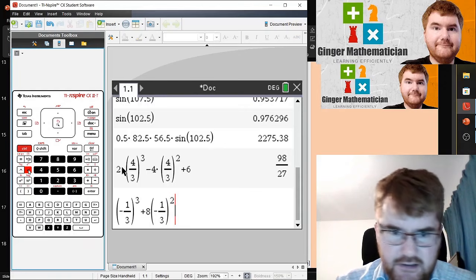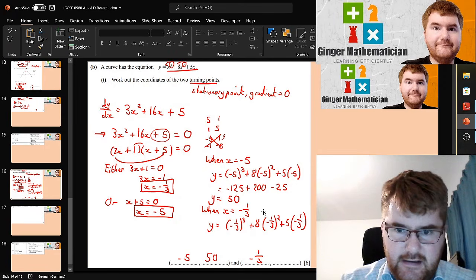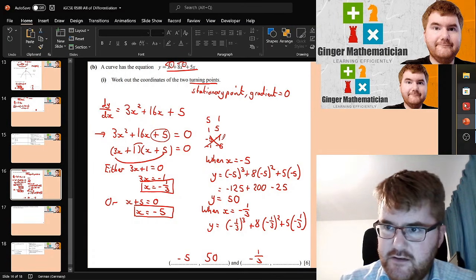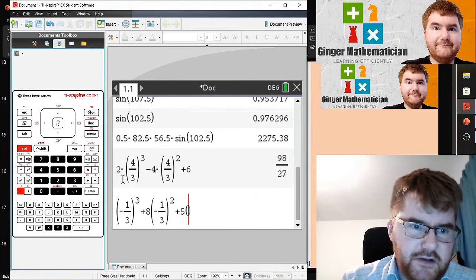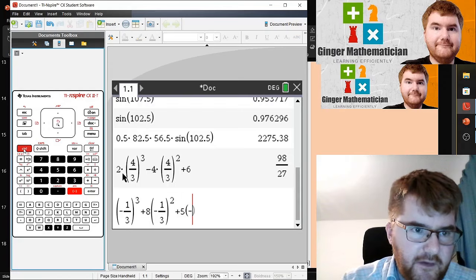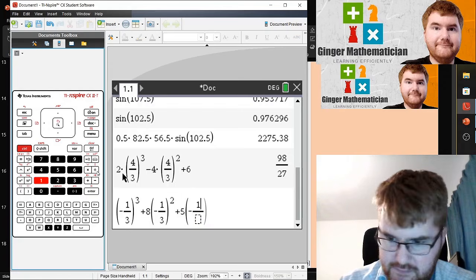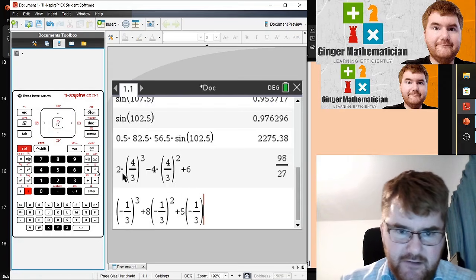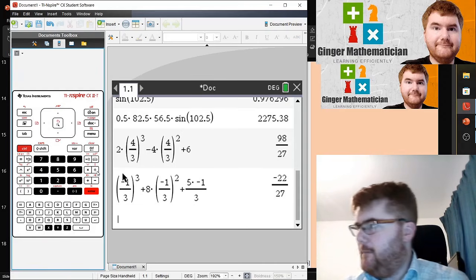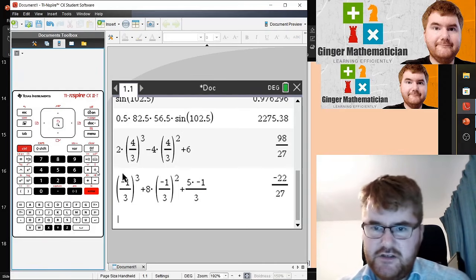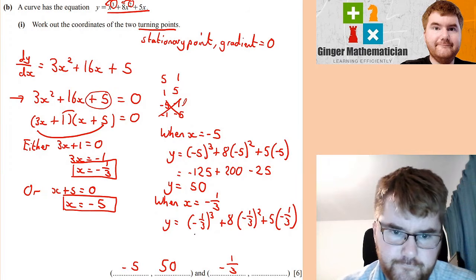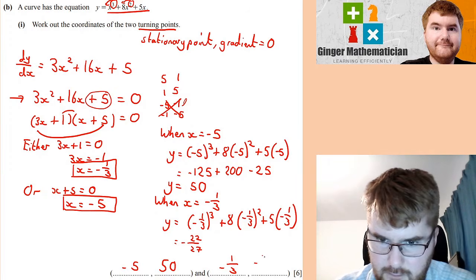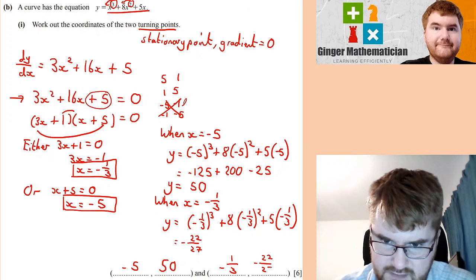You can see the concentration here. And then plus 5 lots of minus 1/3. And this is where you just hope that somehow this all works out and you haven't done anything silly on your calculator. Let's press the big button and we get minus 22 over 27, which is the correct answer. That's good. So let's pop this in. Minus 22 over 27. And I'll pop that over here for all 6 marks.